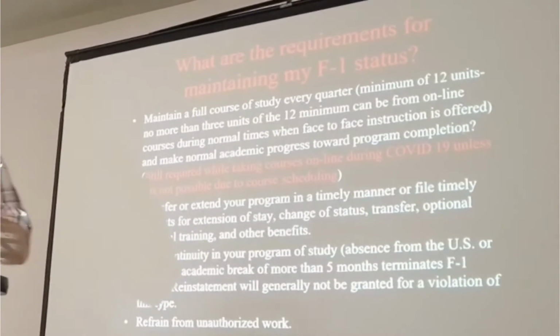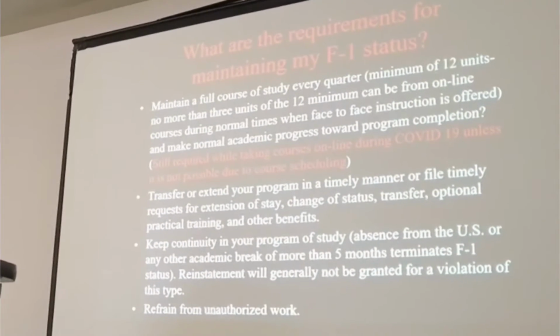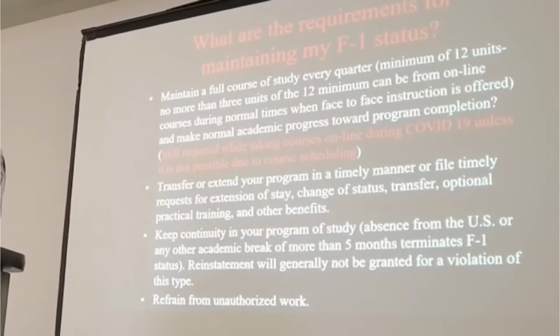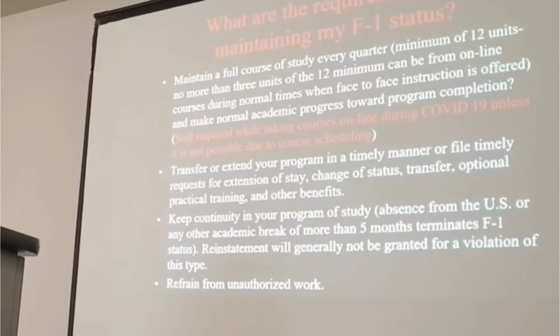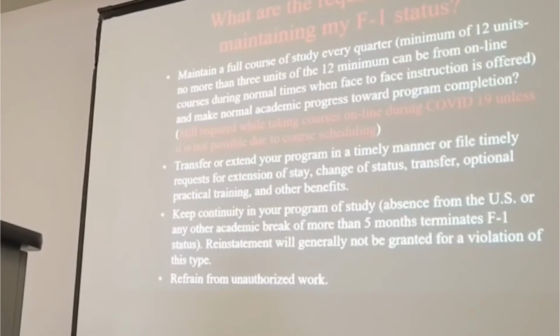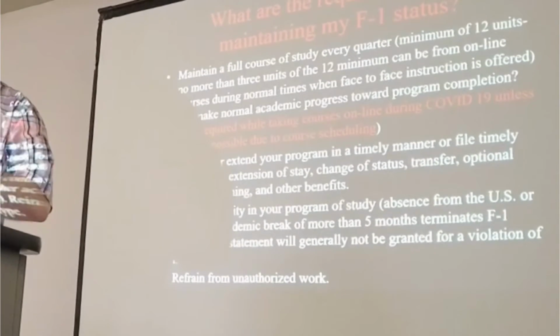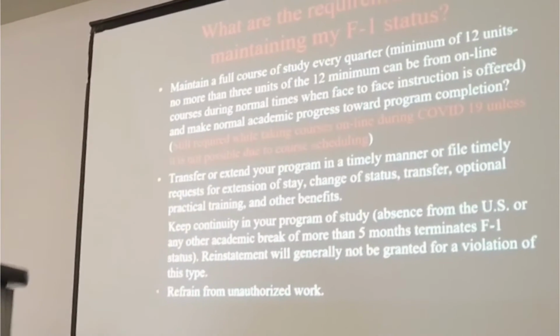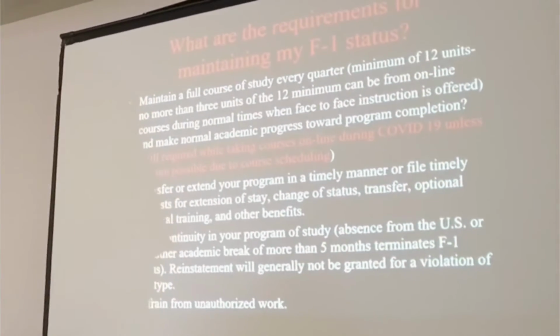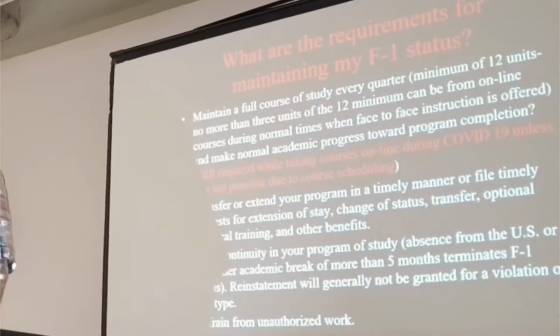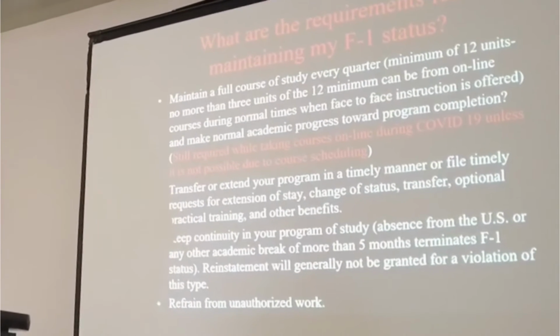So even now, and from this point forward, you always have to have 12 units. Once things go back to normal, no more than 3 of those 12 units can be from an online class. Okay? Because things are going to change rapidly once things go back to normal. You need to transfer or extend your program in a timely manner, or finally for timely requests for extensions, change of status, transfer, work benefits.